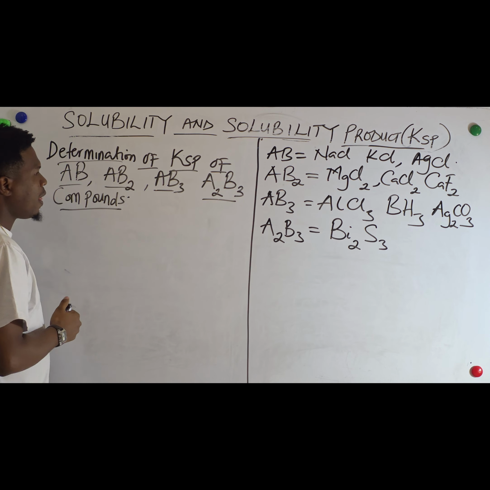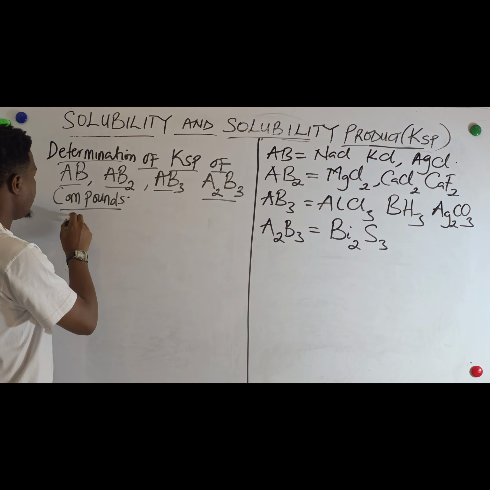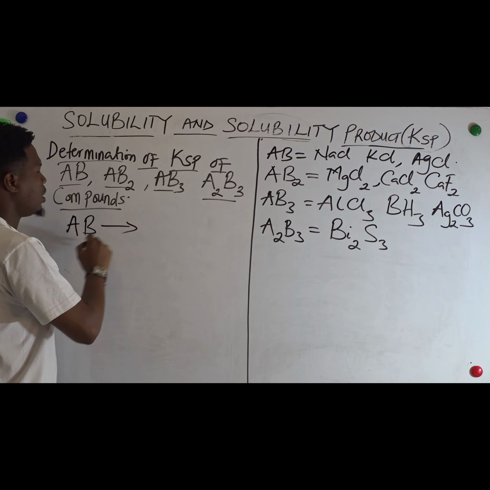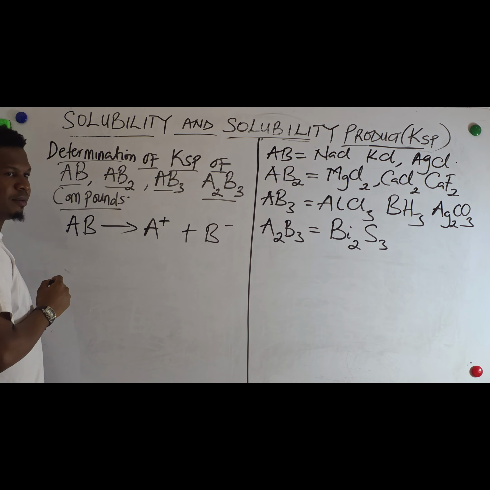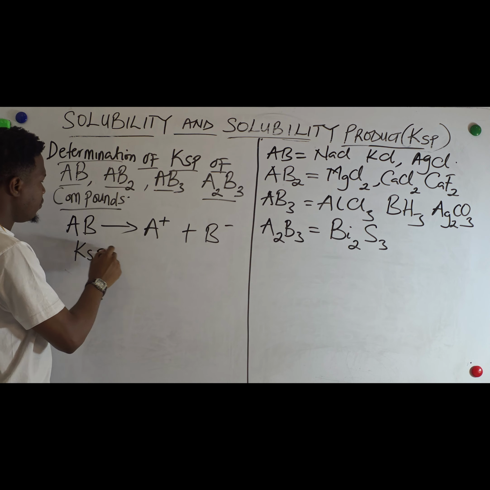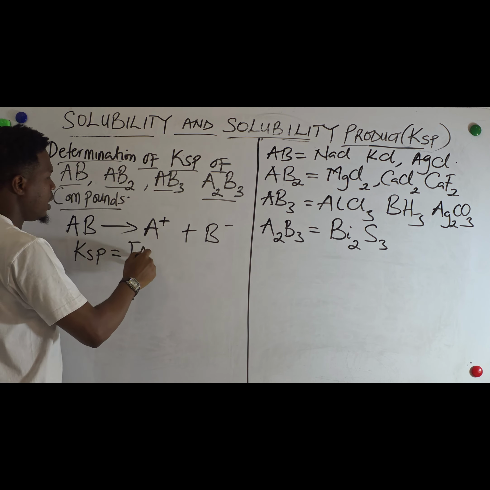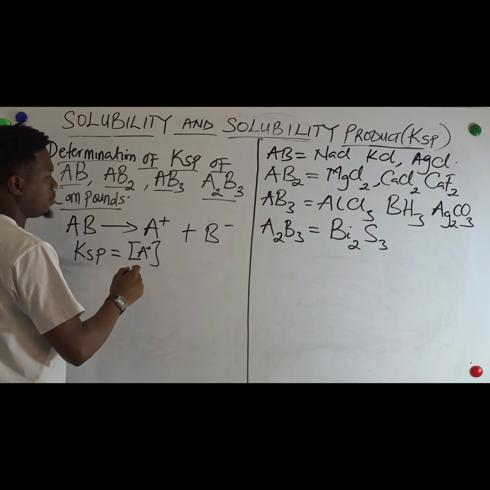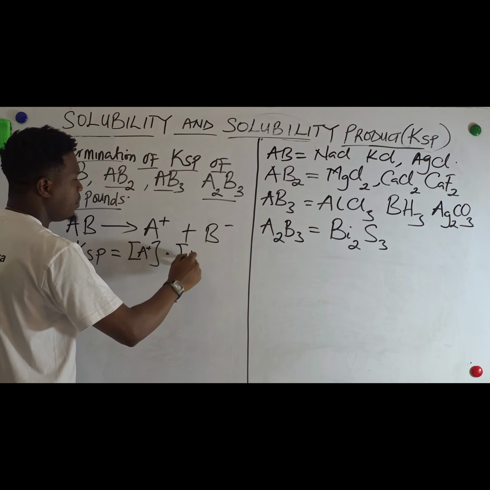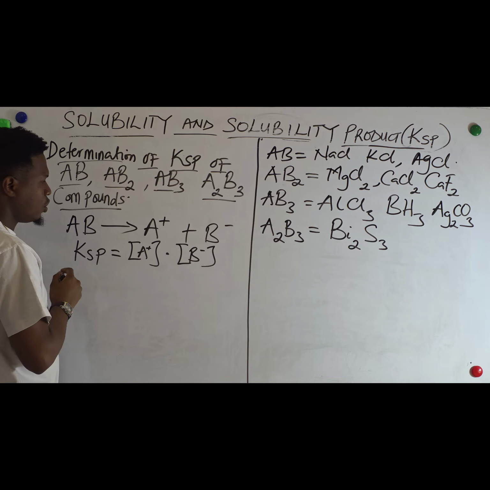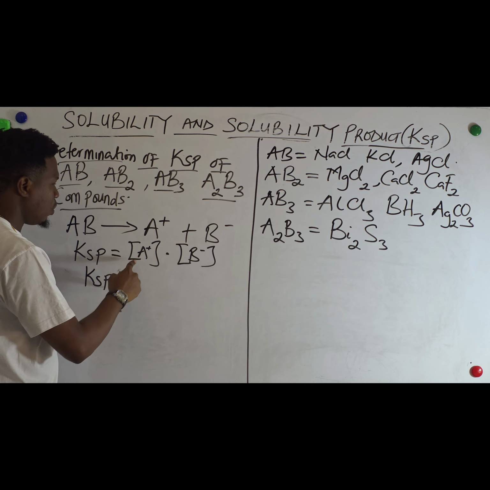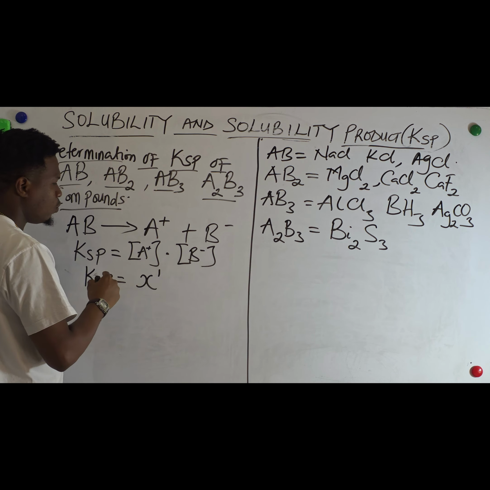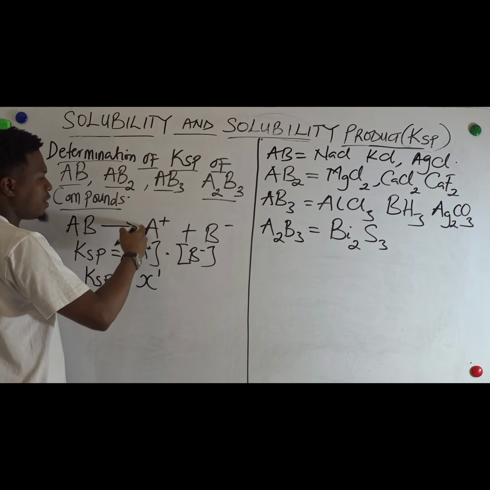Now, how do we generate their solubility products? Let's start with AB. For AB molecules, these molecules will dissociate into A plus and B minus, right? So the KSP for this is going to be A plus multiplied by B minus. Taking this to be the solubility X, we have that KSP is equal to X to the power of 1. Why is it to the power of 1? Because the coefficient here is 1.